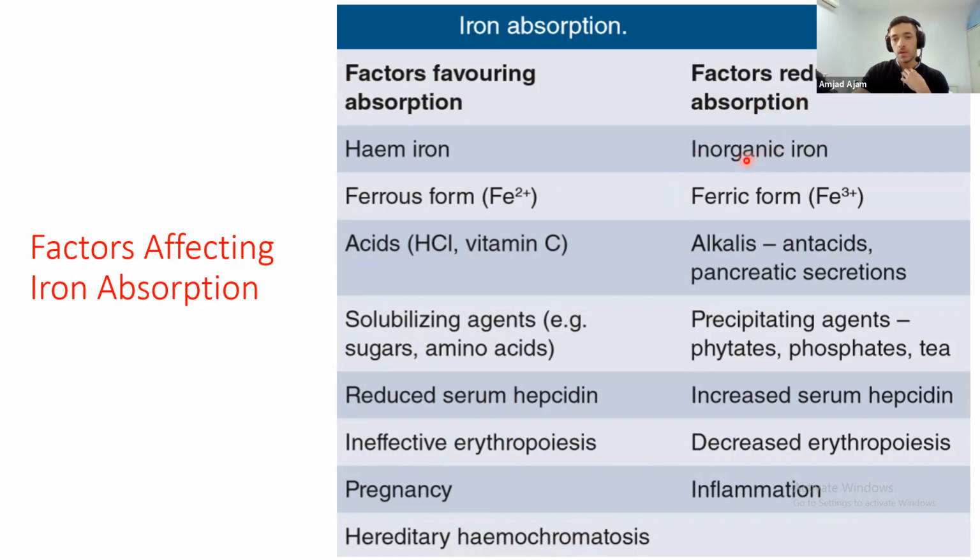Factors that reduce the absorption: ferric iron, alkalis, antacids, agents like phytates, phosphates, which increase serum hepcidin and will decrease the absorption of iron. This column is important, or row, because if the hepcidin is increased, it will decrease the absorption from the enterocytes by degrading ferroportin. Also, decreased erythropoiesis will reduce the absorption of iron. And inflammation, because inflammation produces interleukin-6, which will increase hepcidin. We will talk about this at the end also.